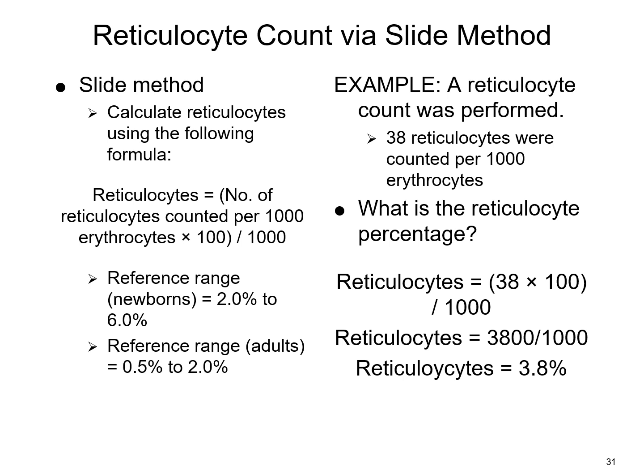Once you get those values, you'll plug that into your equation. So the number of retics counted per 1,000 erythrocytes times 100, and then you divide that number by 1,000, and it's going to give you a percentage. So for this particular example, we have 38 retics that were counted per 1,000 cells. Plug that into our equation, which is going to give us a reticulocyte count of 3.8%.